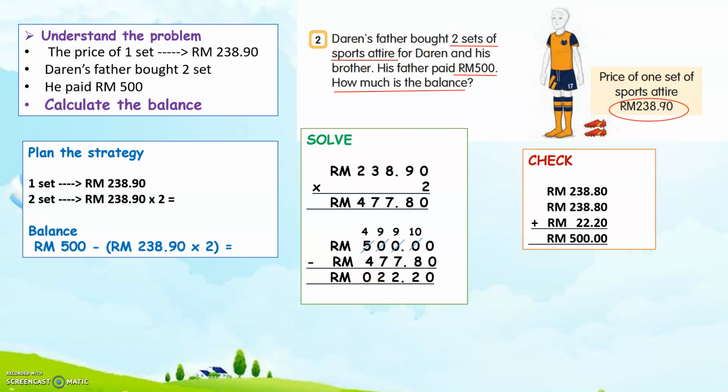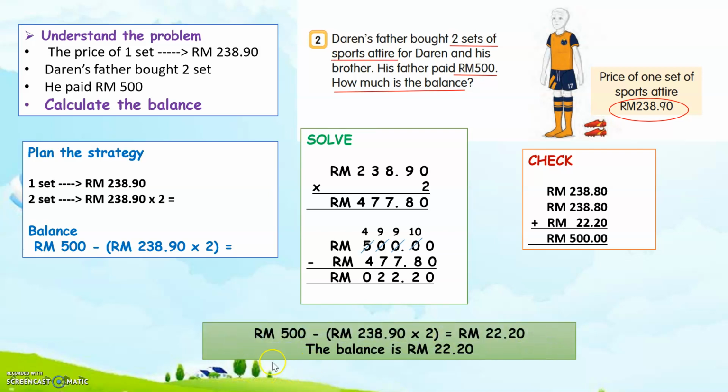Okay, here I will let you know some keywords. If the questions ask you balance, difference, you should use subtraction. The balance is 22 ringgit and 20 cent.